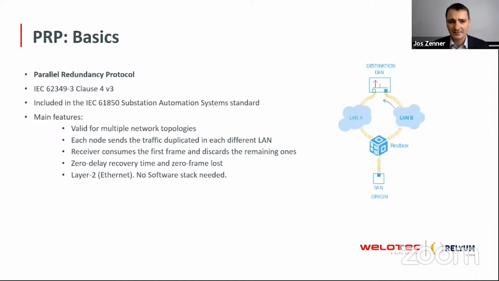You can use PRP for multiple network topologies. And the special thing about it is that each node that is connected to two networks is sending the traffic at the same time to both networks. And this means that if one network fails, the other will take over. And you have zero delay and recovery time and zero frame loss, so you're not losing any single packet.